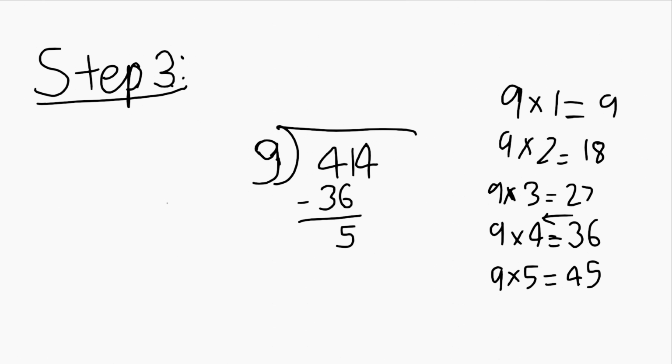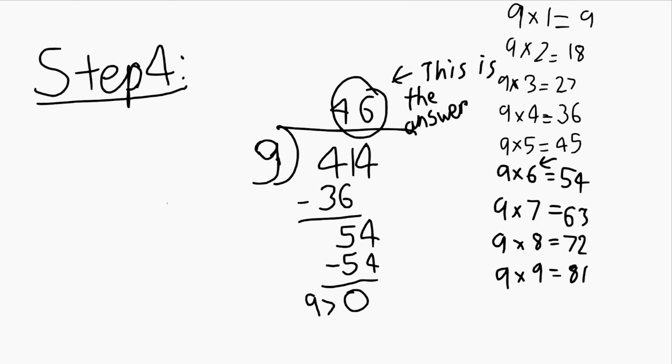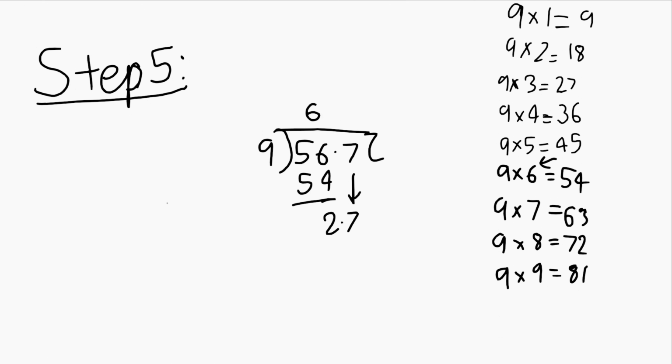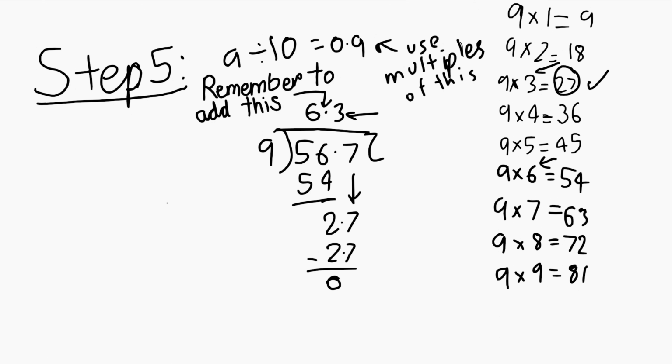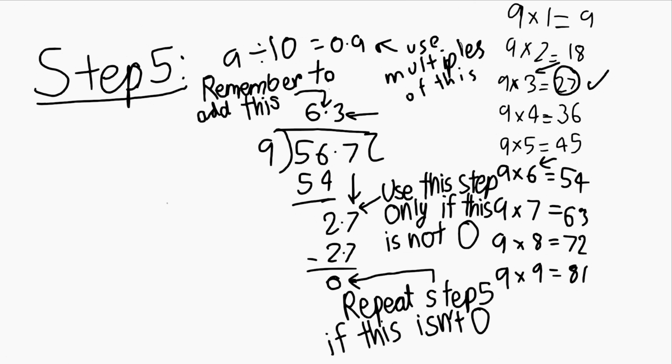Step 3, write the multiple you used over here. Step 4, repeat using the subtracted number until you get a number less than the divisor. Step 5, divide the divisor by 10 and subtract the remaining part, if the number less than the divisor isn't 0, and keep on dividing by 10 every time you repeat.